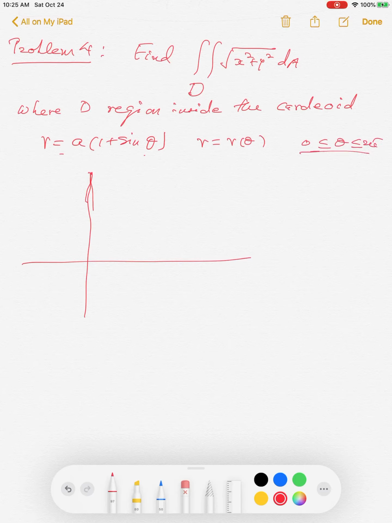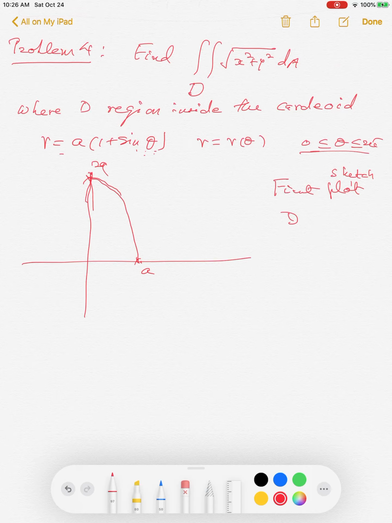Theta varies between 0 and 2 pi. Let's try to plot, or sketch, D. Usually you use the verb plot to talk about a curve. We want a region which is bounded by this curve. When theta is 0, r is a, and as theta increases, r will increase, and when theta is pi by 2, r will be 2a. So it's an increase like that.